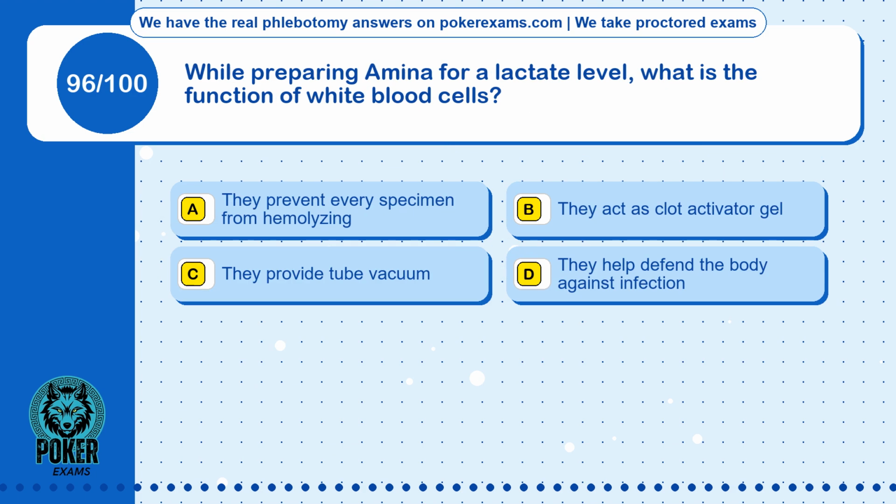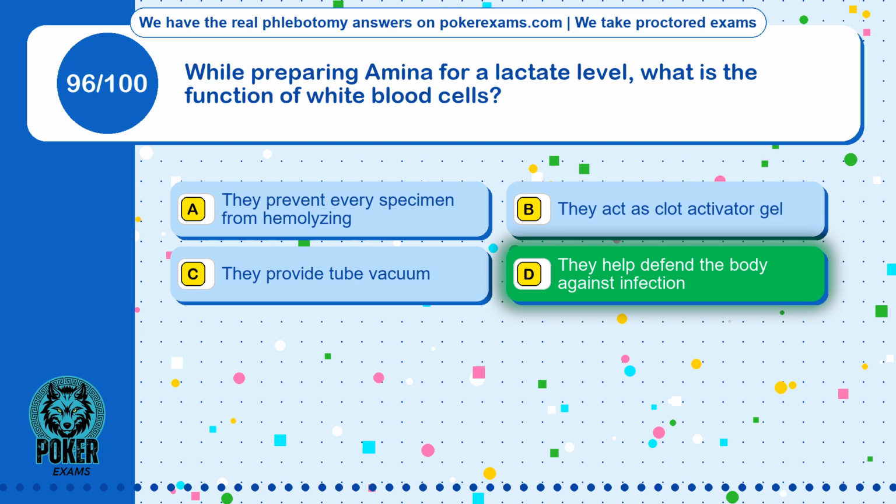Question 96. While preparing Amina for a lactate level, what is the function of white blood cells? Option A. They prevent every specimen from hemolyzing. Option B. They act as clot activator gel. Option C. They provide tube vacuum. Option D. They help defend the body against infection.